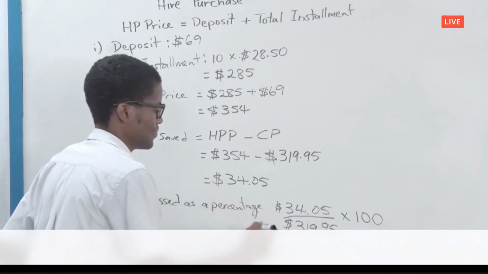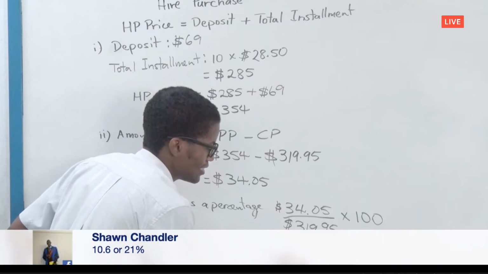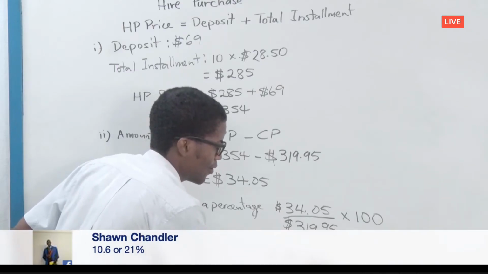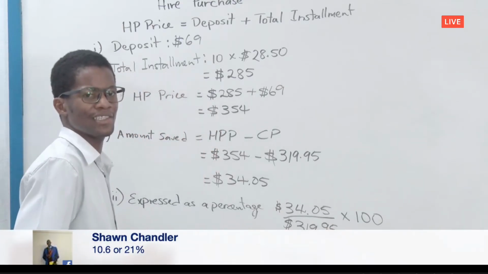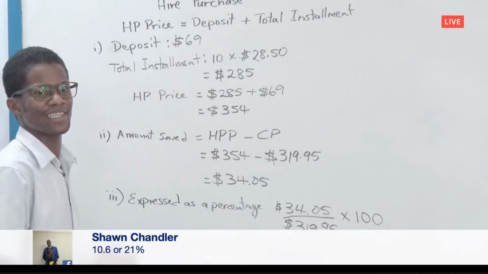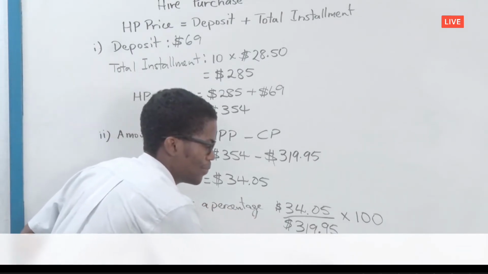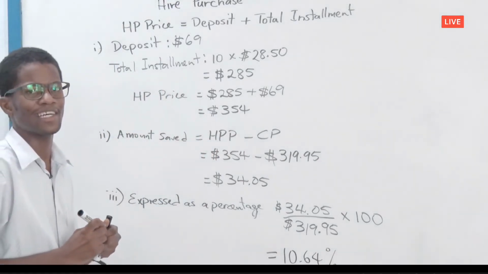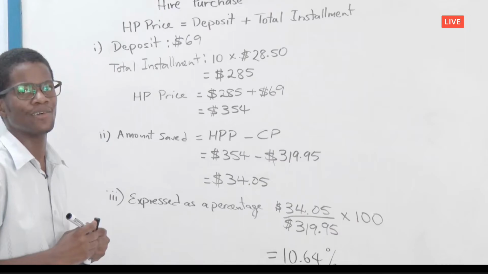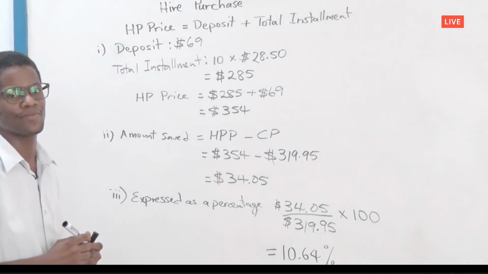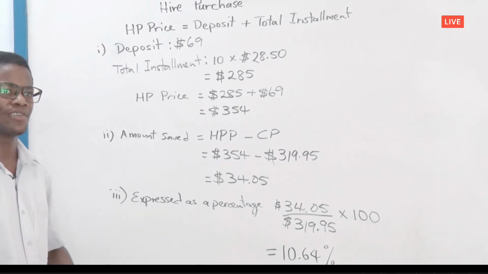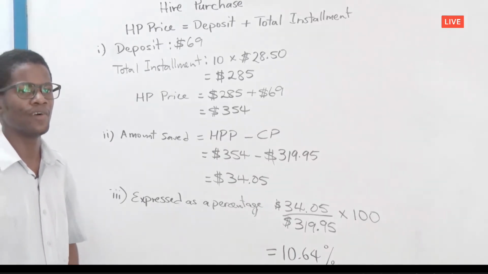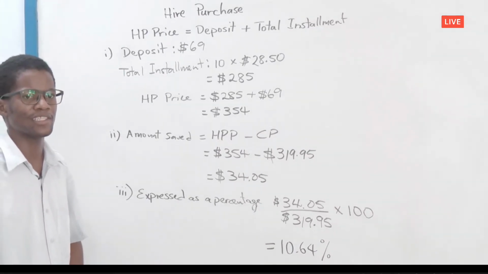Excellent, Miss James. So Miss James got 10.64. I remember we are dealing with percentage, so we can't just leave it at that. We have to put back our percentage sign. So 10.64%, or we can write it as just being 10.6%. So that is our answer for the question that we just looked at.